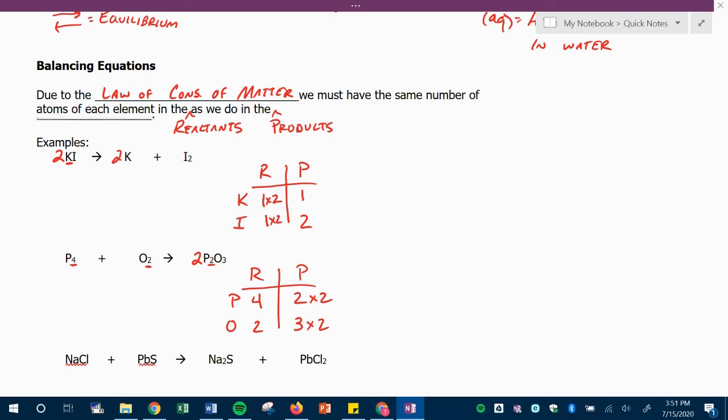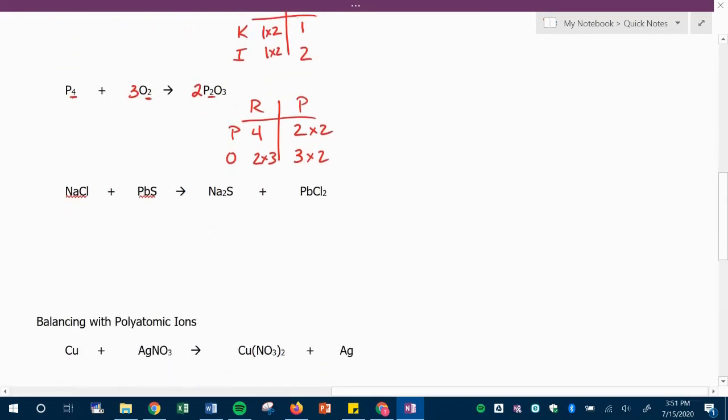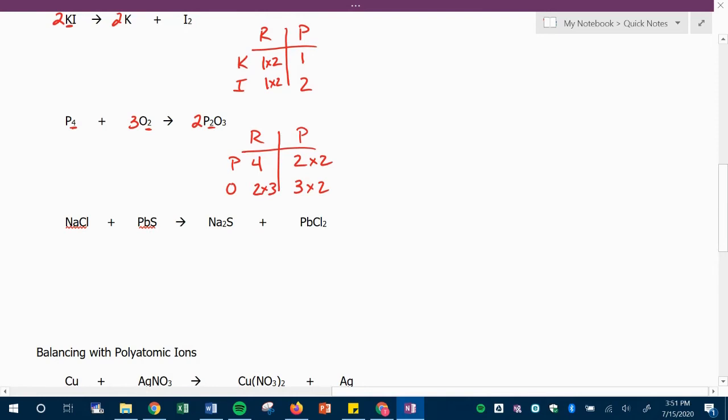Now, with that in mind, we now have 6 oxygens as products. So that means we need to have 6 oxygens as reactants. Now, the good news is 6 is divisible by 2, right? So if we multiply it by 3, that gets us 6 oxygens on the left side. All right, so that's it for this one. Let's look at our next example.